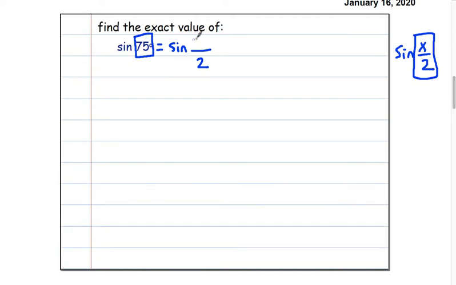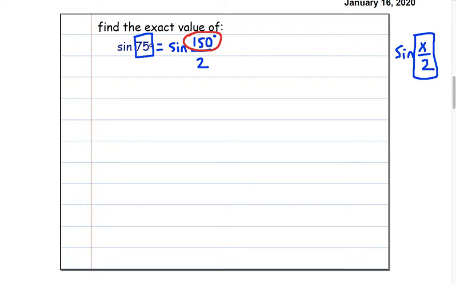Okay, so 75 does not go here. It's something divided by 2 that equals 75. So the angle that goes here is 150. 150 divided by 2 is 75. The reason that we do this is because 150 is on the unit circle. 75 was not, but 150 is.